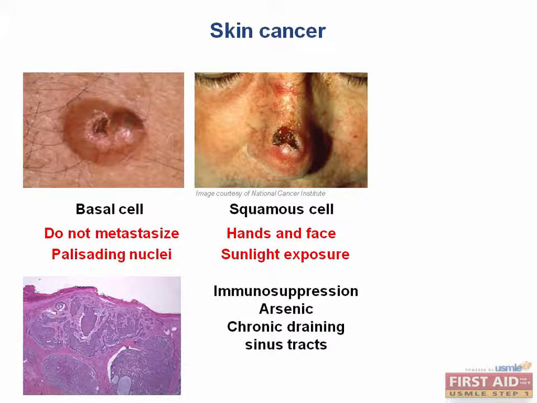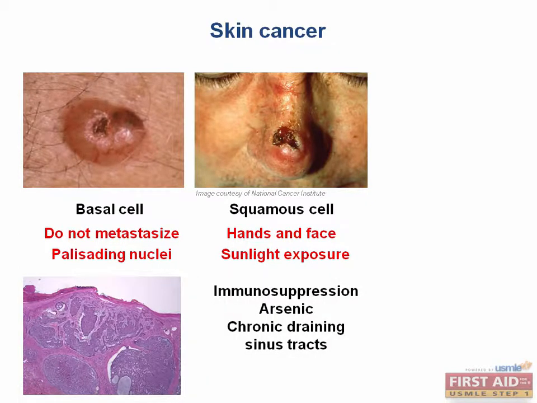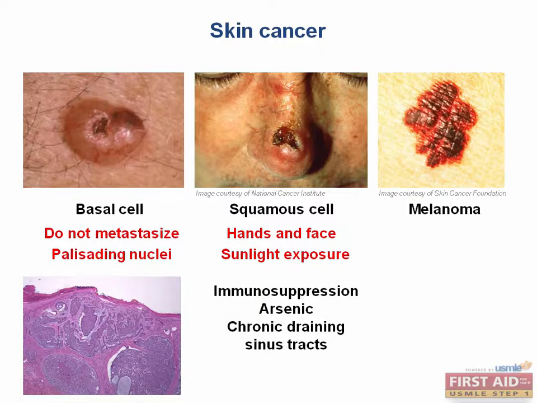Very good, it's actinomyces. One variant to be aware of is the keratoacanthoma. This grows very rapidly and then regresses over the course of a few months. The final type of skin cancer is melanoma. This one's serious. And why?